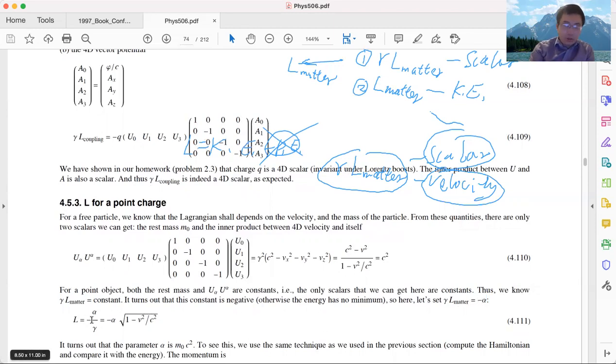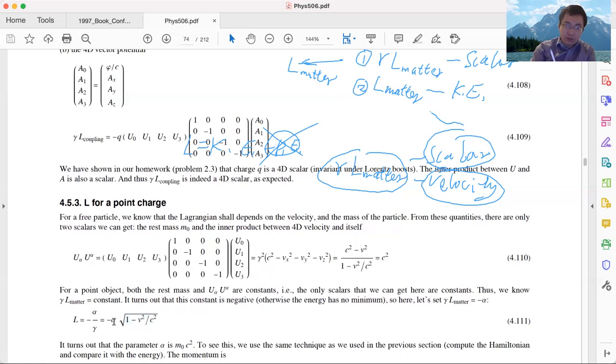So in other words, gamma times my Lagrangian is minus alpha, which means my Lagrangian is minus alpha over gamma. I divide gamma to the other side. And 1 over gamma is just the square root of 1 minus v squared over c squared. This must be the Lagrangian of a point charge. There's no option. By just looking at the symmetry, where symmetry here means everything should be invariant under Lorentz boost, we immediately come to the conclusion that this Lagrangian has to take this form.